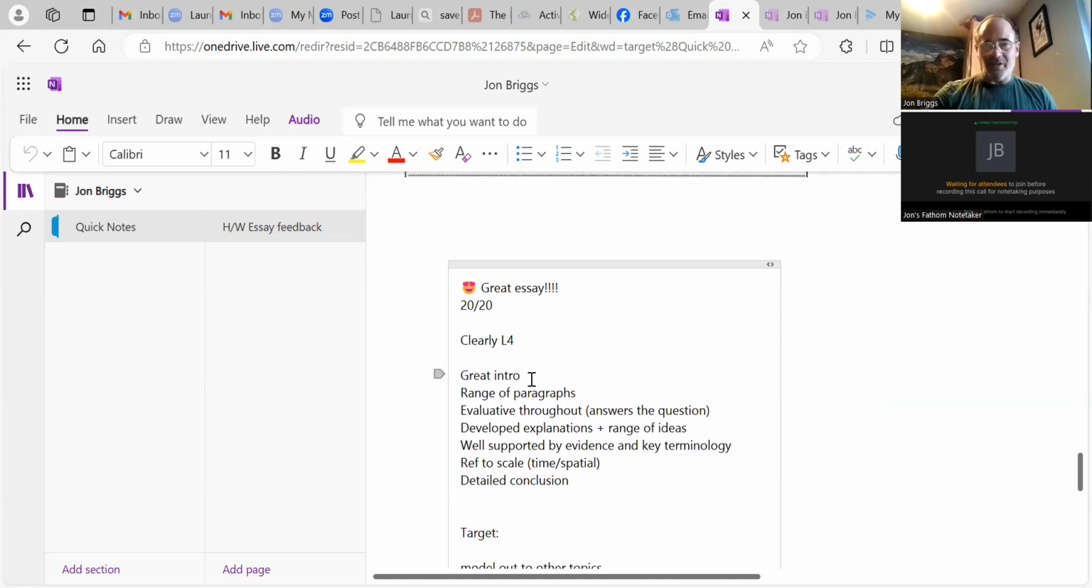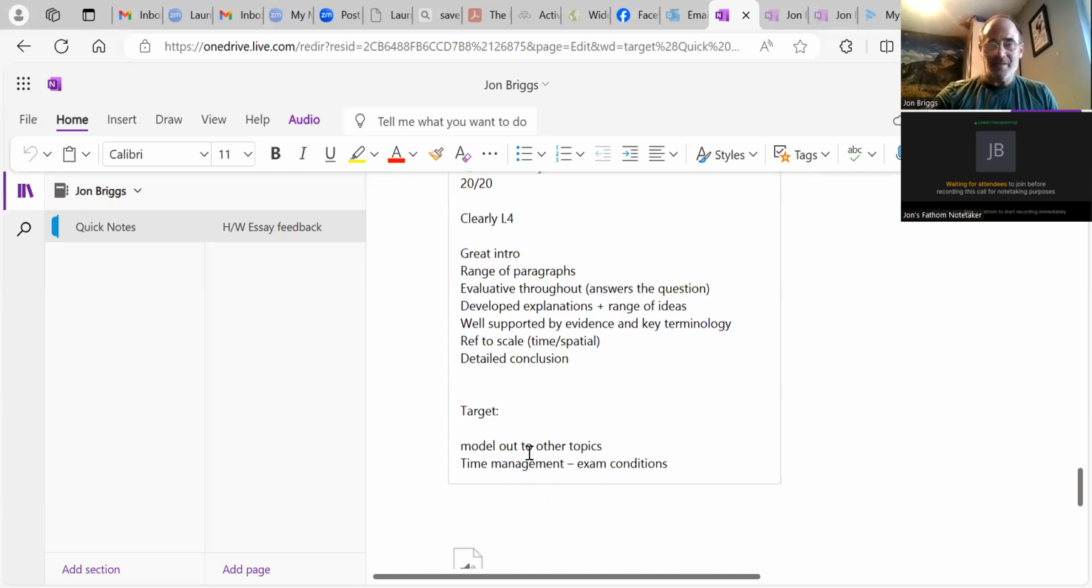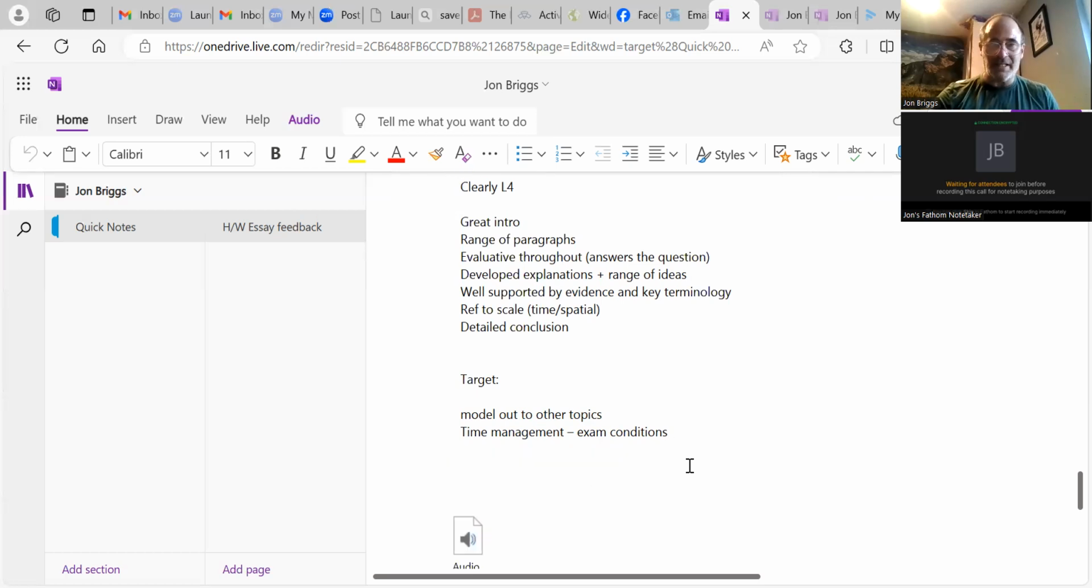I put, look, great introduction, range of paragraphs. That's a positive. You've been evaluative throughout the whole of the essay, answered the question. You then follow it up with explanations, range of ideas, what we call the developed explanation points, key terminology, evidence, reference to scale, and a detailed conclusion. And then I've put a target: model this out to other topics that you're studying so that there's consistency, time management, just keep practicing that.